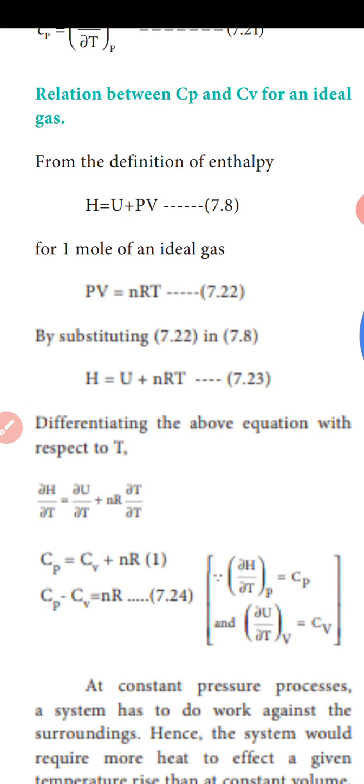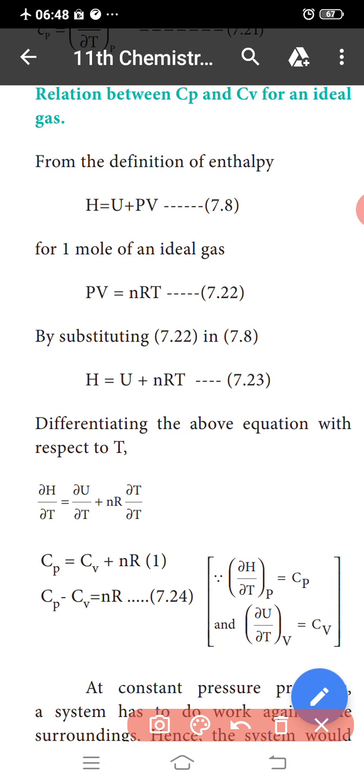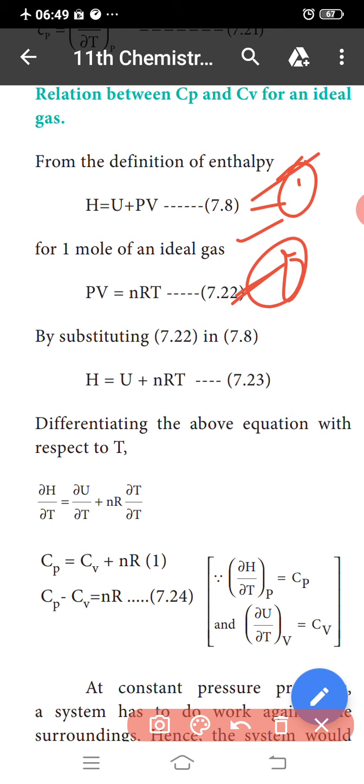The first one, the definition of enthalpy: H is equal to U plus PV. The next one, for 1 mole of an ideal gas, the formula is PV is equal to nRT. By substituting the first equation into the second, H is equal to U plus PV, and substituting the PV value, H is equal to U plus nRT.